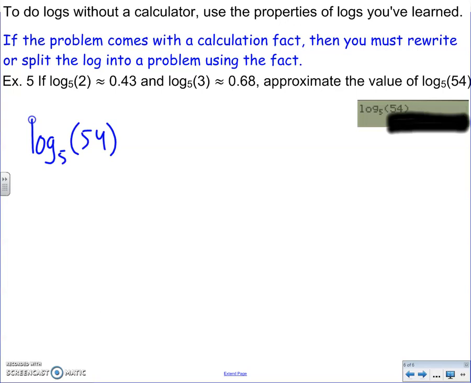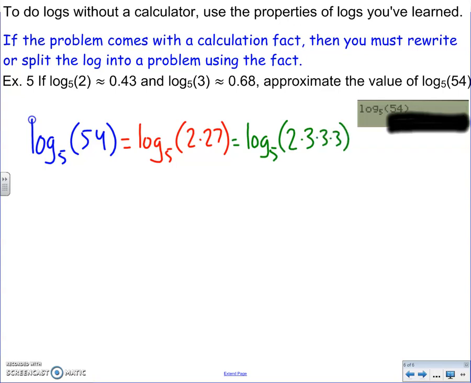But I can say, well, isn't 54 the same thing as 2 times 27? Yeah. 27 doesn't help me, so let's keep going. Let's say, isn't that the same thing as log base 5 of 2 times, let's see, 27 is 3 times 9. 9 is 3 times 3. Here you go. That should work. 2 times 3 is 6, times 3 is 18, times 3 is 54. Alright, that's going to help me.